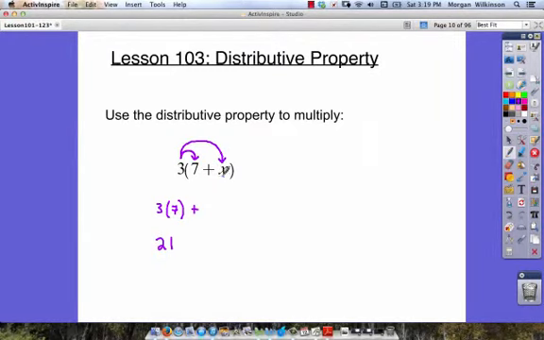That's an x. So 3 times x is just 3 times x. So our problem simplifies to be 21 plus 3x. We can't simplify it anymore. We've got our final answer. We could go ahead and box this because we've used the distributive property to multiply. Let's look at another example.